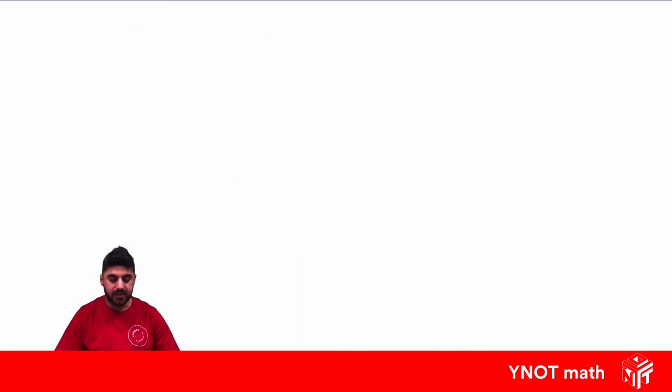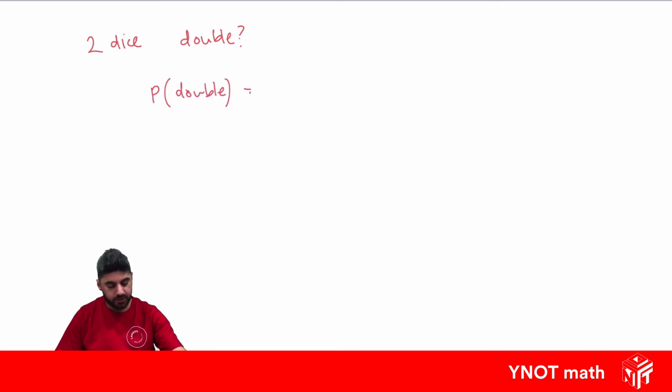What about combining successive events and compound events? And we'll look at that with our dice combination when we're rolling two dice. What's the probability of getting a double? So the probability of getting a double, that just means the probability of getting a 1 and a 1, or a 2 and a 2, or a 3 and a 3, or a 4 and a 4, or a 5 and a 5, or a 6 and a 6.